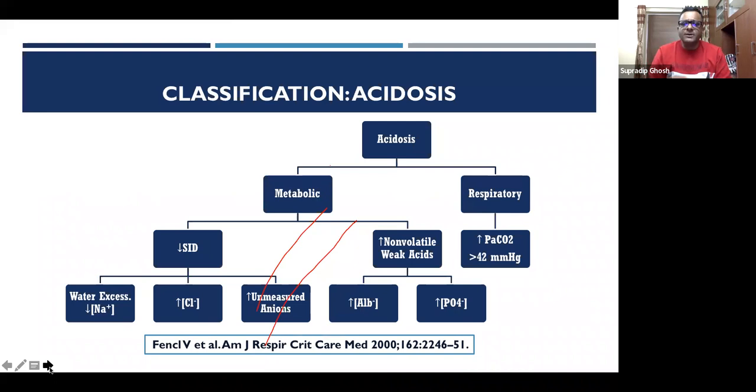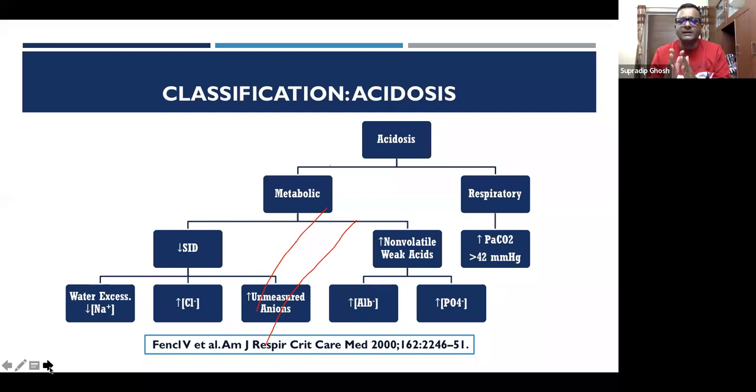So if we go for acidosis, let's take an ABG. If the ABG shows a pH of less than 7.38, according to Stewart, it can have only two reasons: either a metabolic problem or a respiratory problem. If there is a respiratory problem, the PaCO2 should go more than 42 millimeter of mercury. If there is a metabolic problem, it can be either because there is a decrease in the SID or there is a non-volatile acid increase.